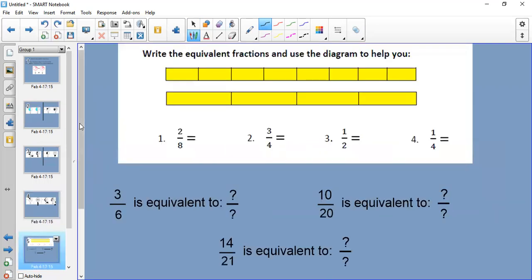Now let's look at this example together, because this is where it gets a bit trickier. And I want you to try these ones on your own. When you pause the video, I want you to try these on your own, but I'll give you some clues before I ask you to do it independently. Some questions might give you a diagram to help you. It doesn't always help everyone, but some people are very visual learners, so it helps them. So question 1 is asking you to write the equivalent fraction and use the diagram to help you. And that's of course optional, so it's up to you.